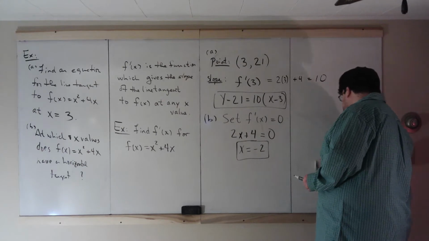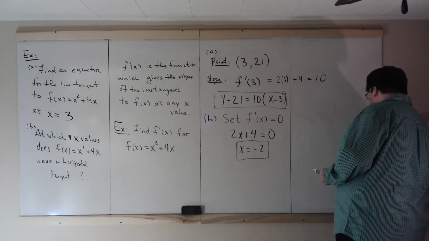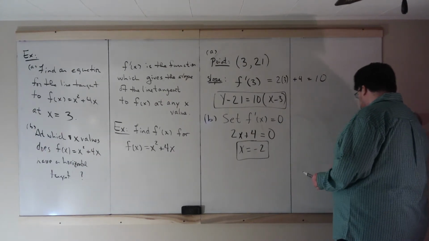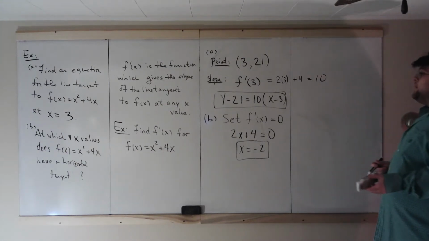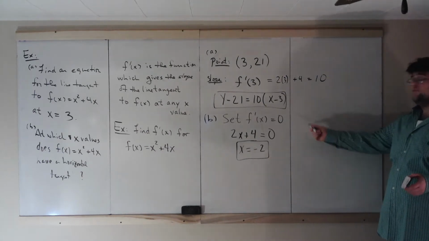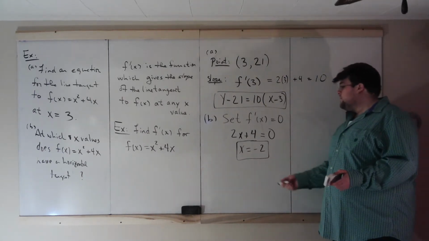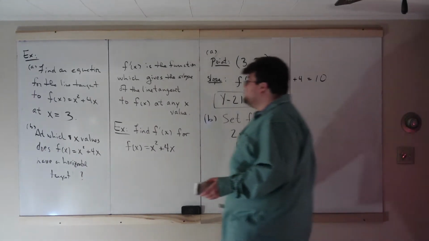We'll several times find equations for tangent lines. We will also consider horizontal tangent lines many times, especially in Chapter 4. But here we need a horizontal tangent line. We're looking for where the derivative is 0. Solve this, so you subtract 4, divide by 2.